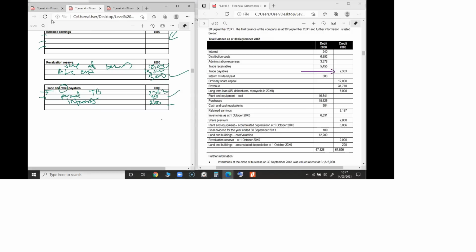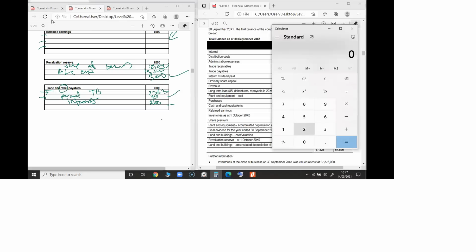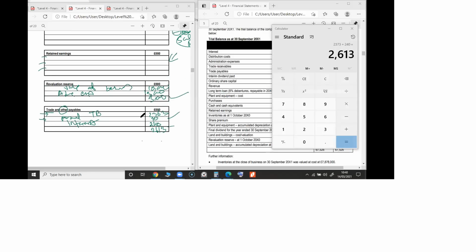2363. Can you work it out? 2363 is my trade payables. 2363 plus I'm still liable by 10 for the recall, plus I'm liable for the interest. It's 2613. You agree with me? Thank you, everybody. 2613. Okay, that's done.